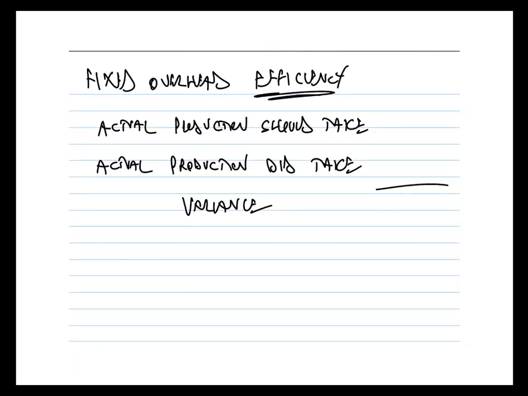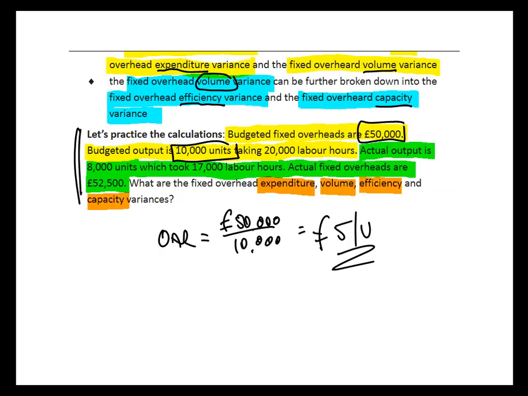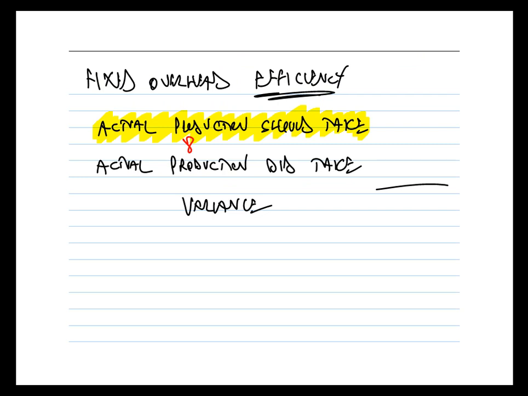Well, let's have a look at the fixed overhead efficiency variance. In fact, if you've seen the labour efficiency variance, you'll be relatively familiar with the way that this one works. We start by looking at the hours that production should have taken. So we start by looking at what actual production should have taken in terms of the hours to produce. Now, the actual level of production in our example here was 8,000 units that we actually made.